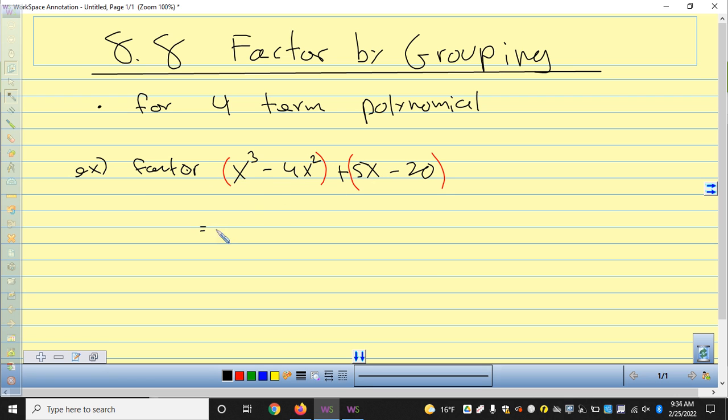And now we want to factor out the greatest common factor out of each set of parentheses. The biggest number that goes into both 1 and 4 is just 1. The smallest power of x that goes into both of these, well, both of these have an x squared. So I factor that out. When I take x squared out of x to the third, I'm left with x, and when I take x squared out of 4x squared, I'm left with 4.